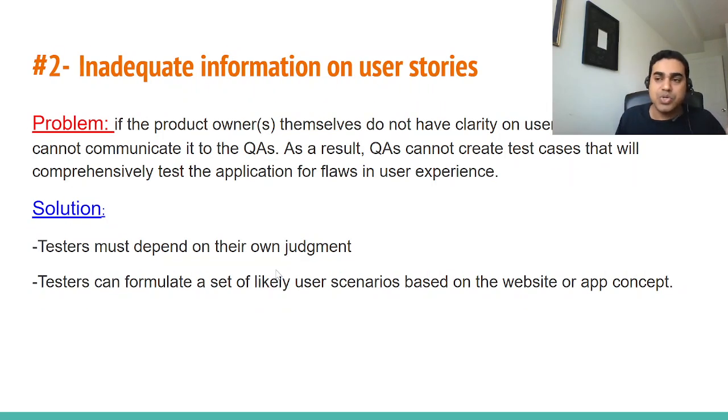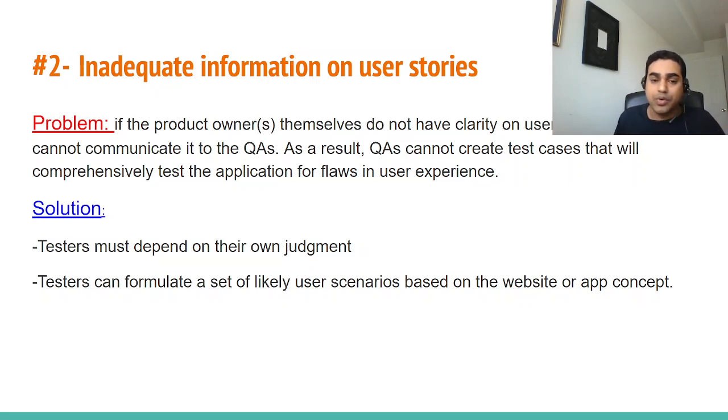So the next issue I face is inadequate information on user stories. A tester's primary job is to formulate test cases based on possible user journeys. However, to create test cases, QA must have in-depth information about the user journey. This information must come from the product owner, right, who has the best knowledge and understanding of what the software is expected to do and how the user is likely to navigate it.